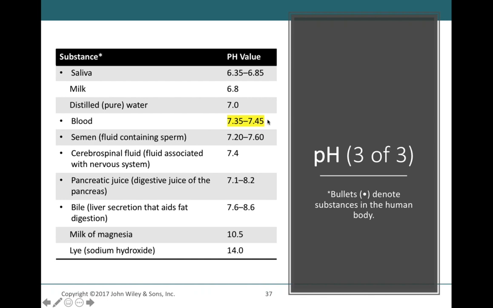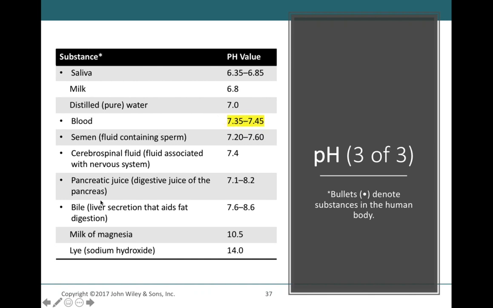Blood has a very narrow range of pH that it can be within. We say that blood is supposed to have a pH of about 7.4, so blood is supposed to be very, very slightly basic. If we go any higher than 7.45, our blood can become too basic. If we go below 7.35, our blood can get too acidic. So it's very important that our blood remains in a very specific range.